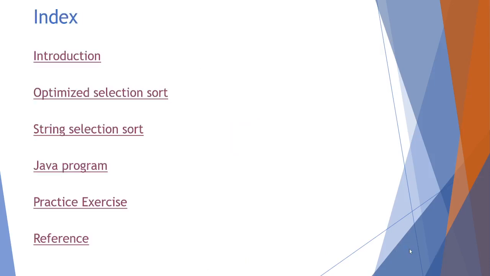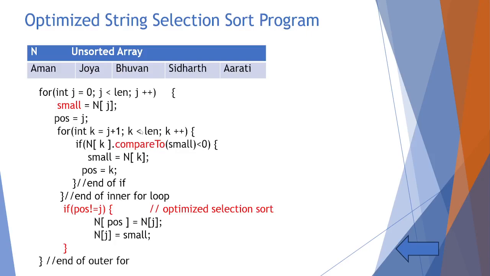Now let's see the string selection sort program. First of all, the small variable should be a string because the array is a string array and small is storing either n of j or n of k. n of j means the 0th element, that is Aman. So it is a string we are trying to store. So small should be a string data type variable.